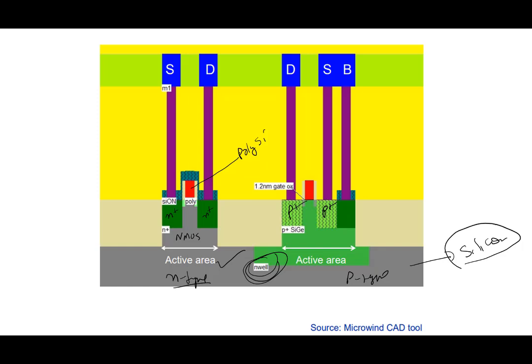You see also a body contact here. Body contact is being made here. This is n plus. The body contact for the PMOS is directly made here also. Now, the other thing to keep in mind is outside the active area is all silicon dioxide. Note that this is all silicon dioxide. Outside the area, it's all covered with silicon dioxide.